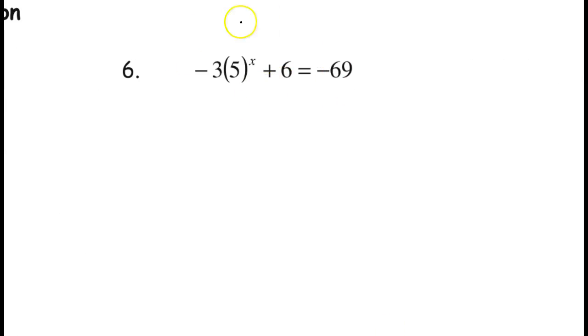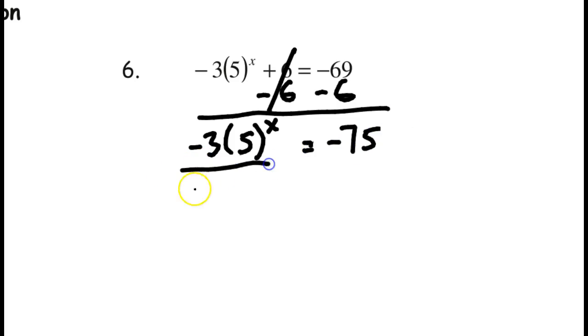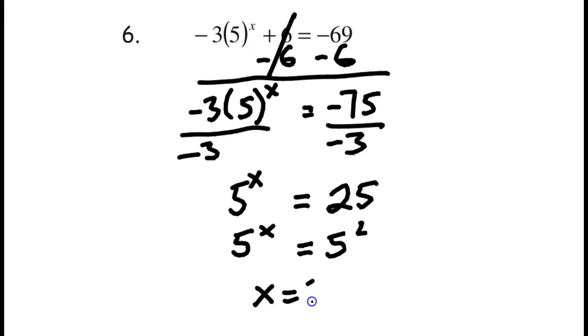Number 6, got a little bit more going on, so I'm just going to undo what I can. So start with addition and subtraction like we always do. All right, so that would be negative 75. Divide both sides by negative 3. Right, and we have 75 divided by 3, which is 25. And the negatives cancel out and make positive. So it's just asking you, 5 to what power is 25? And you can probably figure out that that's going to be 2. 5 to the second power is 25. So x equals 2.